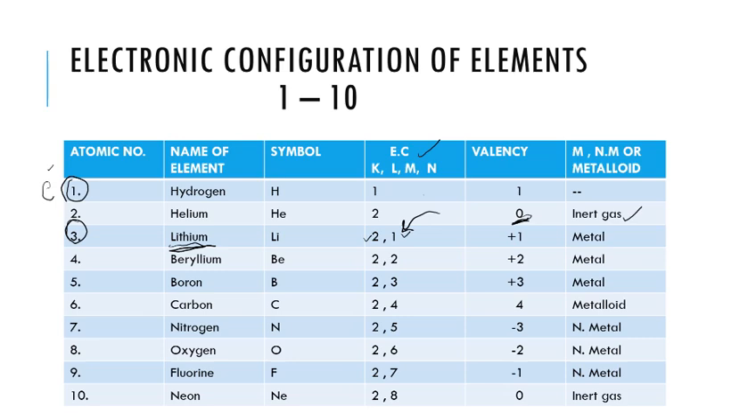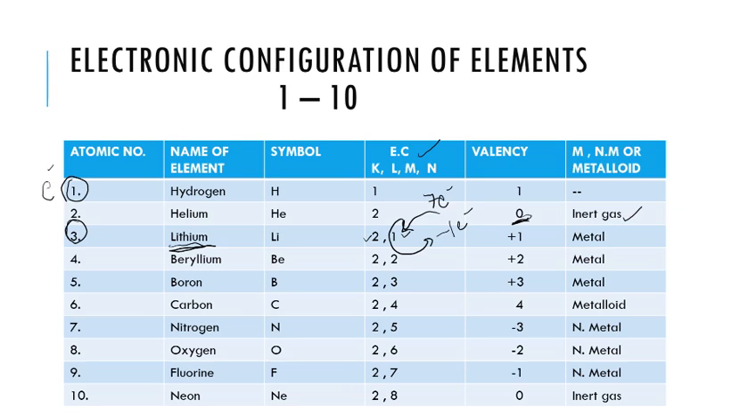Or the other pathway is to lose one electron. So if this one electron is removed, the lithium atom will only have two electrons, and that is a stable configuration.